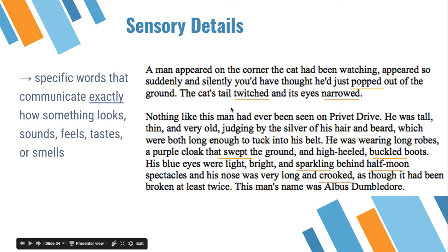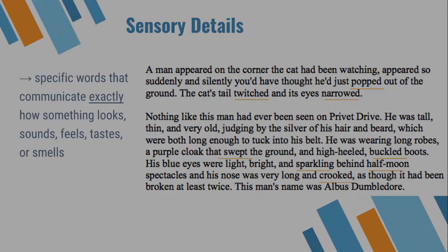For example, here, the cat's tail didn't just move, it twitched. That's a very specific thing to picture in my mind. Here we have the purple cloak that didn't just touch the ground, didn't just move on the ground, it swept the ground. So specific. Here we have sparkling. His eyes are sparkling. I can picture that because it's so specific. It's communicating exactly how something looks, sounds, feels, tastes, or smells.